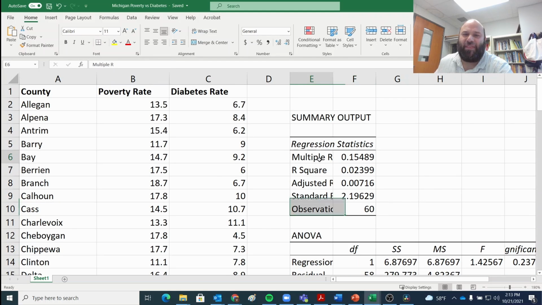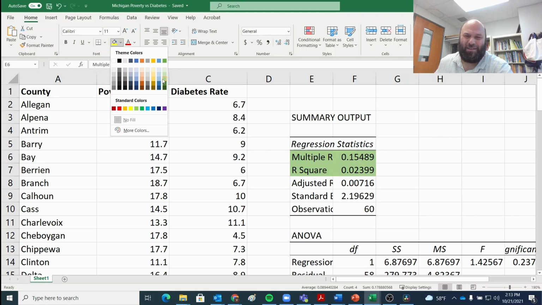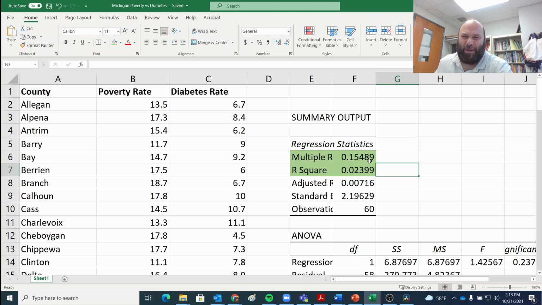But how much can we rely on that? If I highlight these in green, these are the numbers we might care about. The correlation coefficient is about 0.155. That's certainly not nearly as strong as the 0.97 we had for the salary data. In fact, it's quite weak, quite close to 0. And the R squared tells us that the variation in the poverty rate explains about 2% of the variation in the diabetes rate. That seems pretty weak.